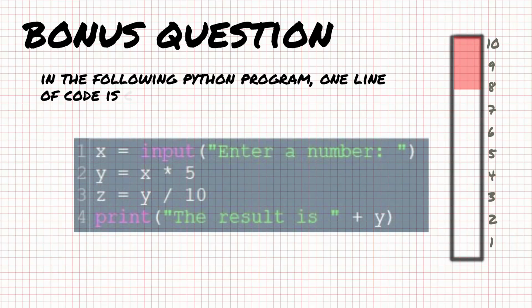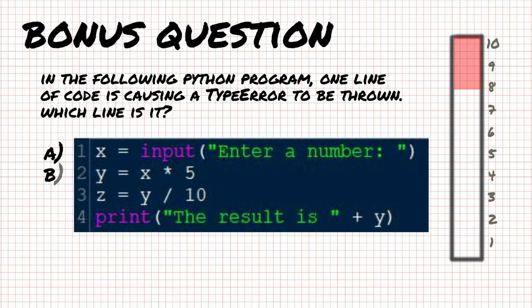In the following Python program, one line of code is causing a type error to be thrown. Which line is it? x = input("Enter a number"), y = x * 5, z = y / 10, print("The result is" + y). Is it A, x = input("Enter a number"), B, y = x * 5, C, z = y / 10, or D, print("The result is" + y)?